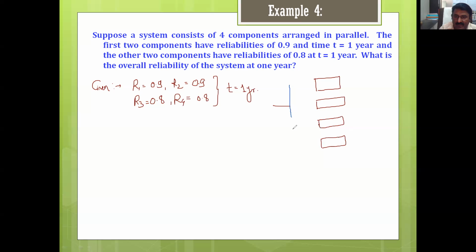So if I add here, arranged in parallel, you can say here R1, reliability 2, component number 3, component number 4. And here then further you can say what is the formula for your reliability. So just now we have discussed, reliability of parallel system is equal to what is the formula.